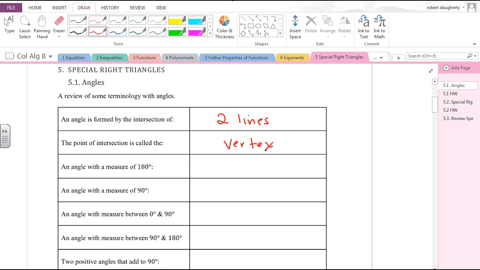An angle with a measure of 180 degrees. First of all, if it's 180 degrees, what does it look like? What is that? That's a what? Straight line. So this is called a straight angle. And I'll have to kick you out of class if you don't know this one. An angle with a measure of 90 degrees is a what? Right angle.